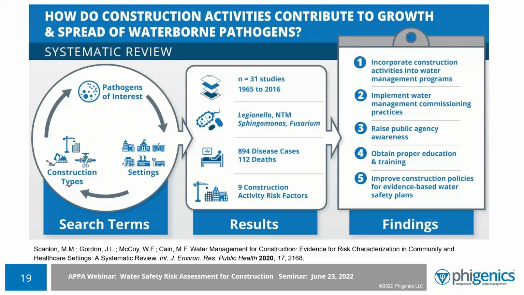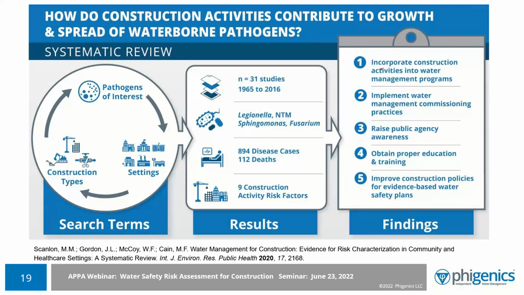We looked at different construction types that we defined and could find in literature, and we looked at pathogens of interest. We were able to find 31 studies that had events dating from 1965 to 2016 that were connected to construction or associated with it. A lot of the literature was on Legionella, but we didn't find other pathogens of interest. We were able to find 894 disease cases associated with construction and 112 deaths and 9 construction activity risk factors, which I'll explain in a moment.